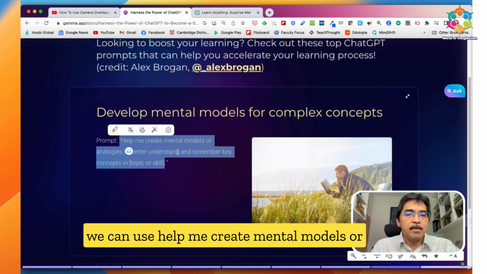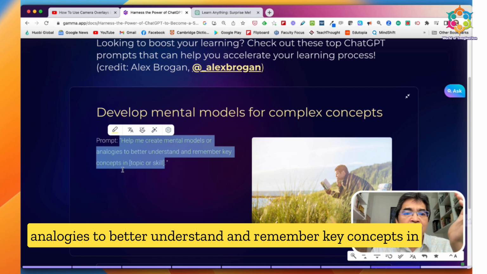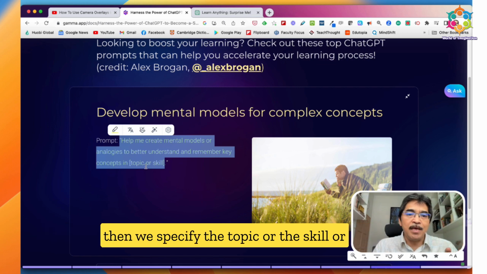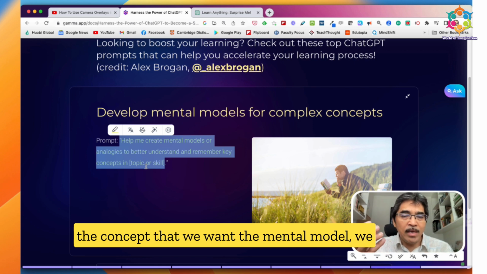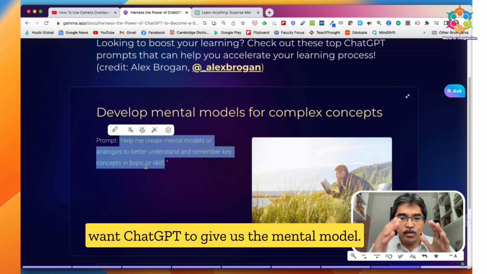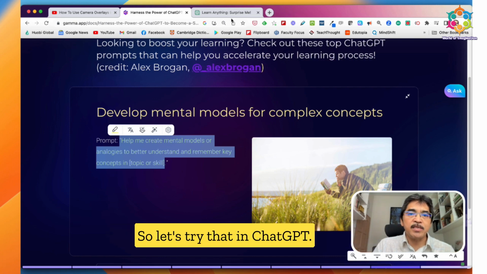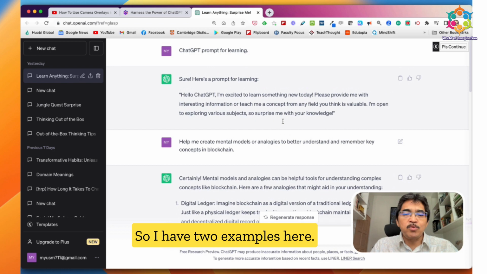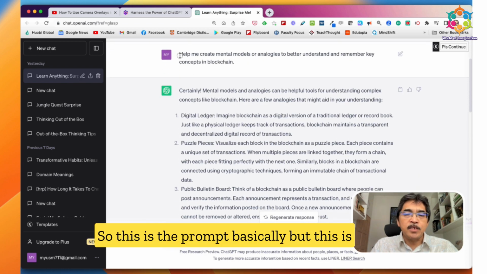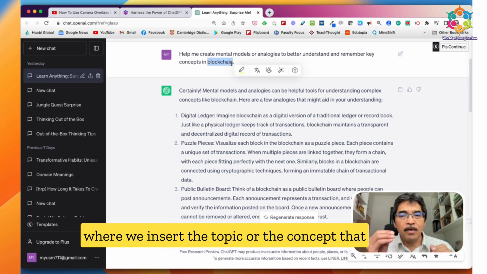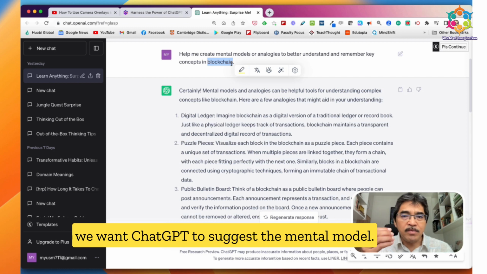Help me create mental models or analogies to better understand and remember key concepts in. Then we specify the topic or the skill or the concept that we want the mental model for. So let's try that in ChatGPT. I have two examples here. This is the prompt, basically, but this is where we insert the topic or the concept that we want ChatGPT to suggest the mental model for.